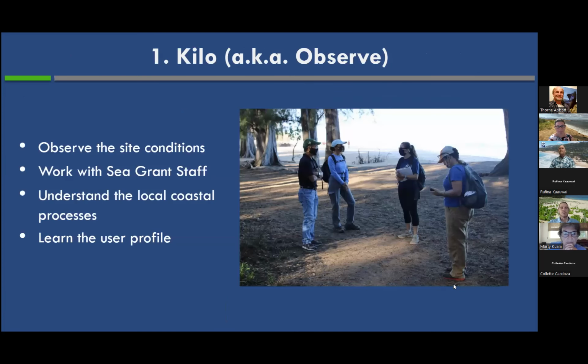So first and foremost, we have just observation of the site, hilo, the Hawaiian word for to observe. So look at the site conditions. This is where you want to work closely with the Sea Grant staff, the folks that are on this call, and start to understand the local coastal processes. Where does the wind come from? Where does sand move around? Are there seasonal variabilities in the area? It's good to understand the permitting requirements at this point as well.